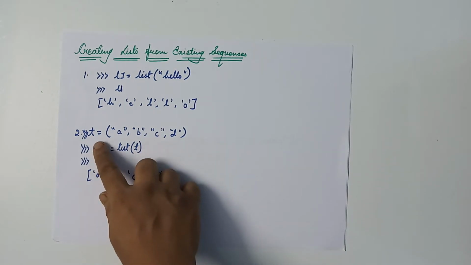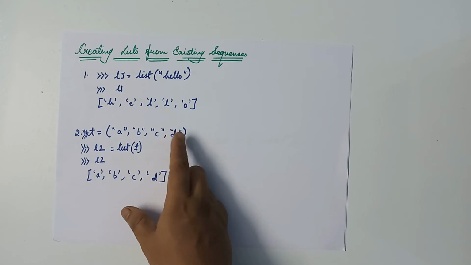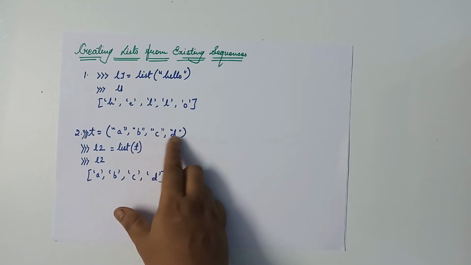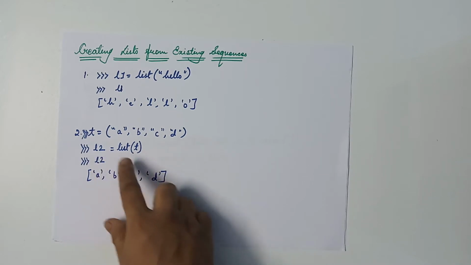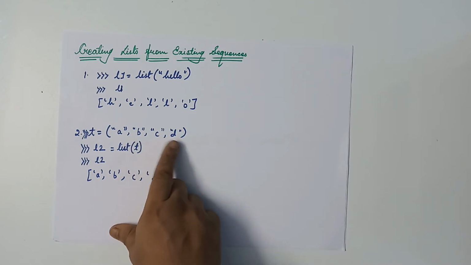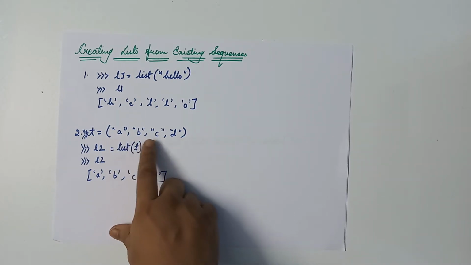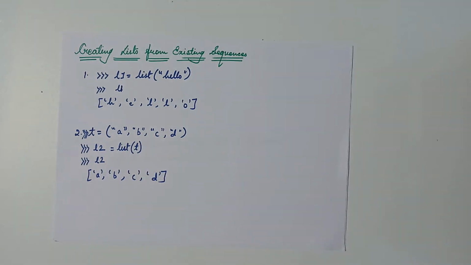Now let's see the next. T is representing a tuple. It is having some values A, B, C, D. Now the elements of this tuple can be added to a list. So here is the list L2 we have taken, and using the list constructor we have passed that tuple. Now you can see the A, B, C, D, which were the members of the tuple T, are now the elements of L2.